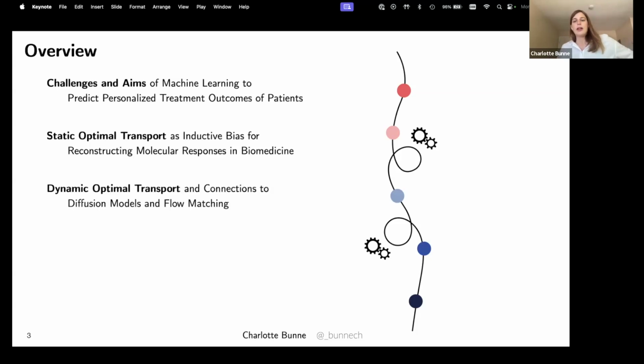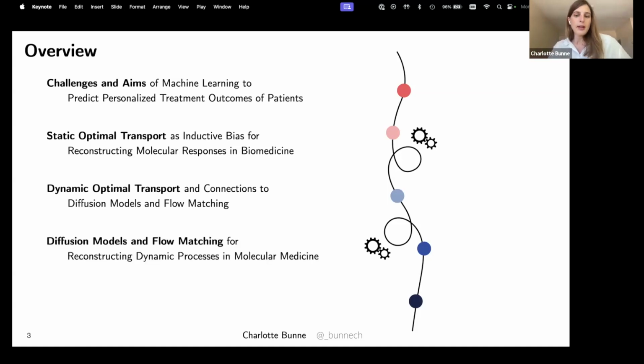But also, I think it would be nice to understand how this goes into a dynamic OT that really connects theoretically diffusion models, flow matching, and many things you might have heard of in the past year, and how we can use this then to really continuously study those patient responses to treatments and so on and so forth. And I'm going to showcase one application in doing so, in particular, how this is making impact in molecular medicine.